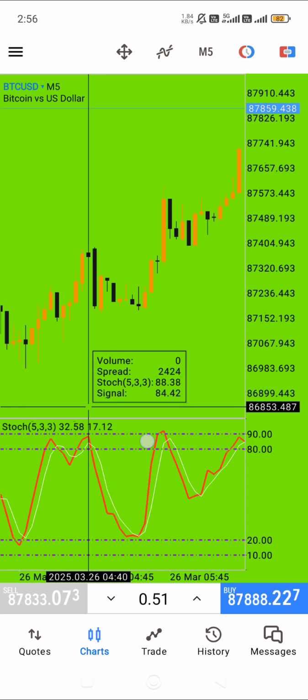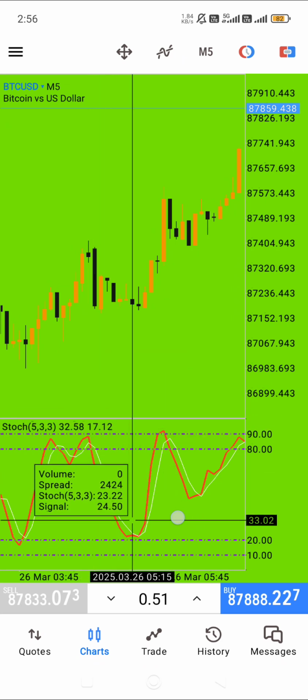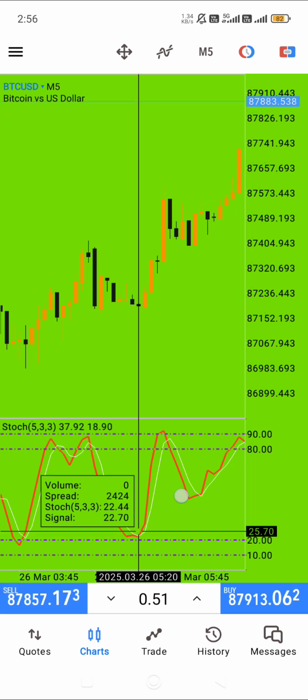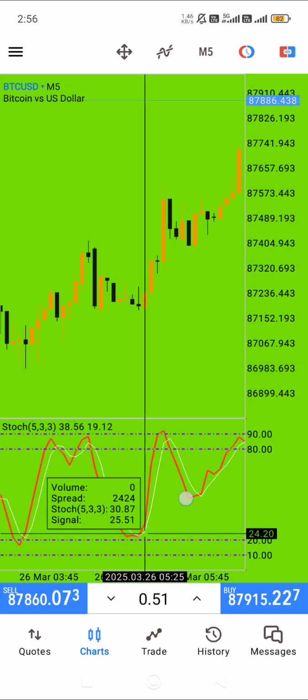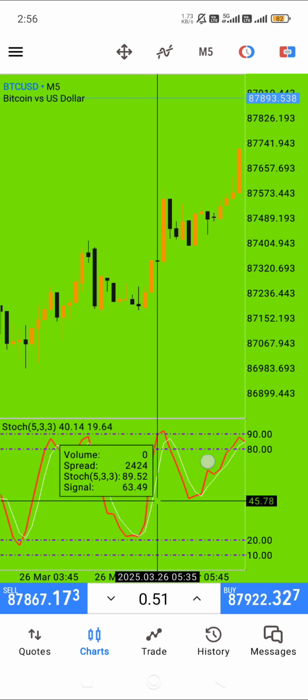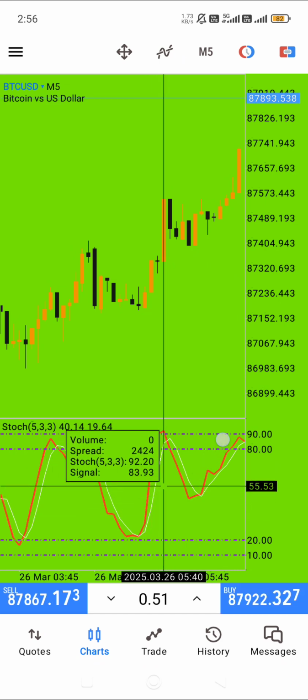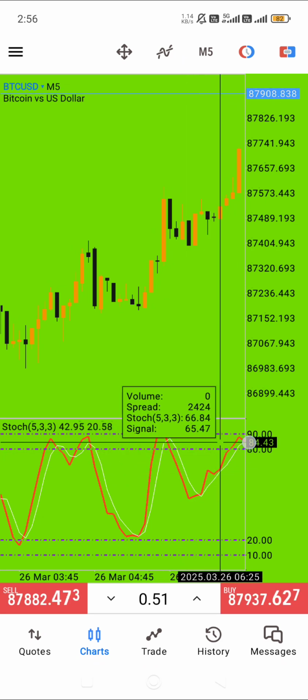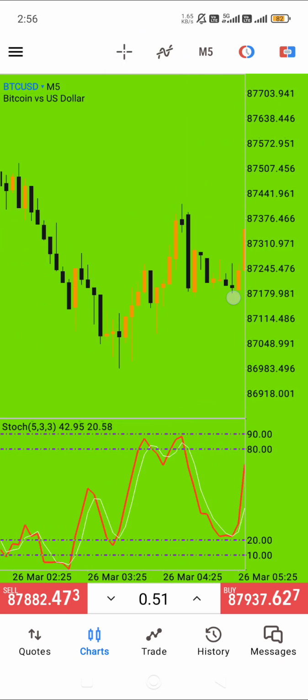Here, just check: the 10 and 20 has not crossed and not touched up, it is at 21.76. Here both lines touch up and cross the line, then the market will go up, as well as at the 80 and 90 levels. Both lines cross the line, a little bit down, again up. But check for a confirmed signal, then you can trade.